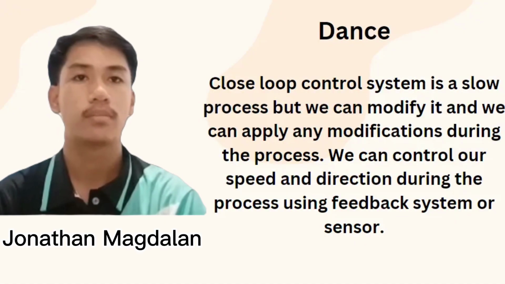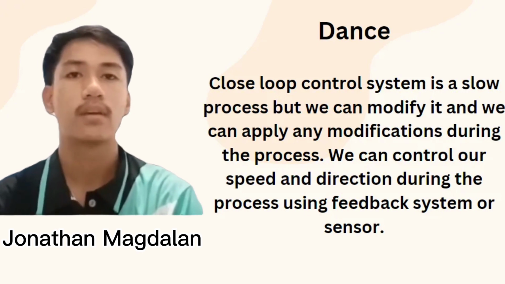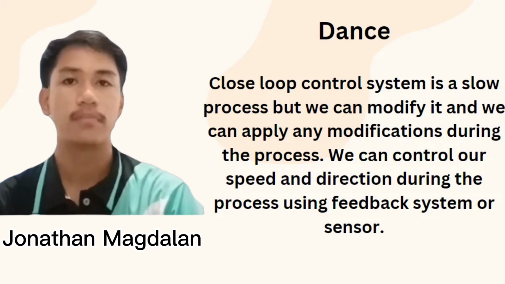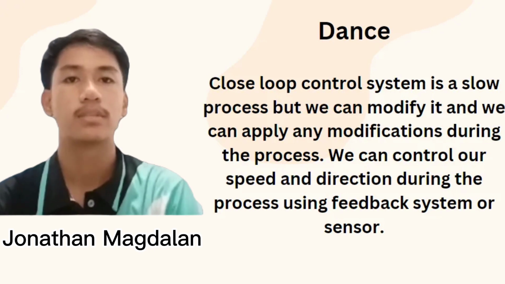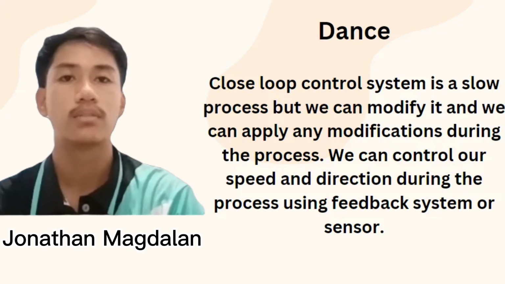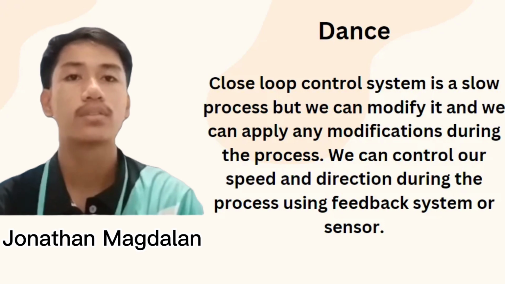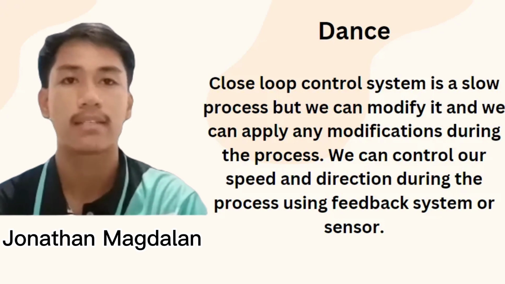Good morning, everyone. My name is Jonathan Magdalan, and I will discuss the closed-loop control system in dancing. We can relate the closed-loop control system to dancing. For example, if you're dancing, you can easily control the speed. If you want to speed up, you can speed up. If you want to slow down, you can slow down. And if you want to go from here to here, you can, because you can control your speed and direction during the process using feedback.